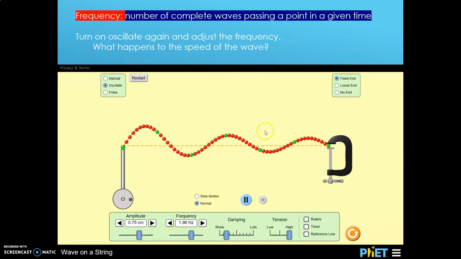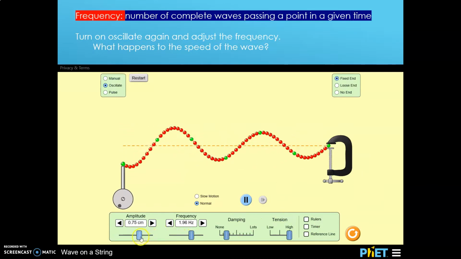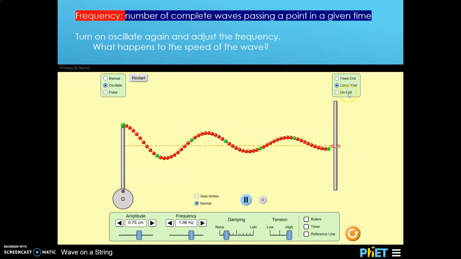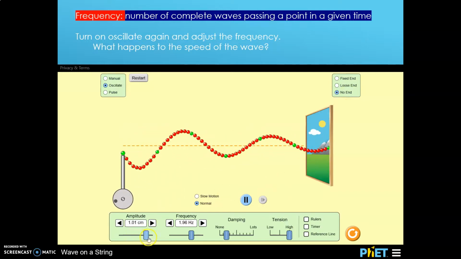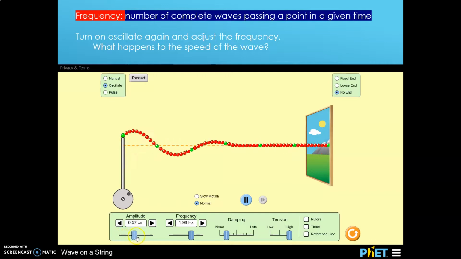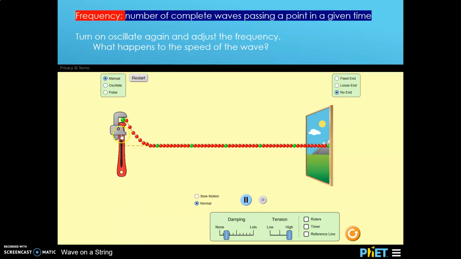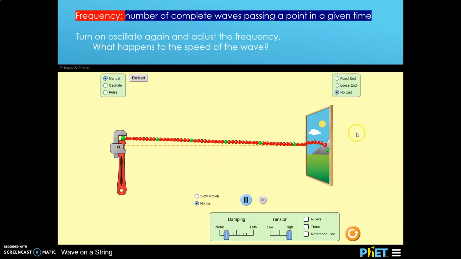And I would encourage you to come in here and play with this and see what happens. You can take out the loose ends. You could play with the amplitude a little bit and see what happens to the wave. There's all kinds of stuff. You can do manual, where you move it up and down. So I want you to play with it.